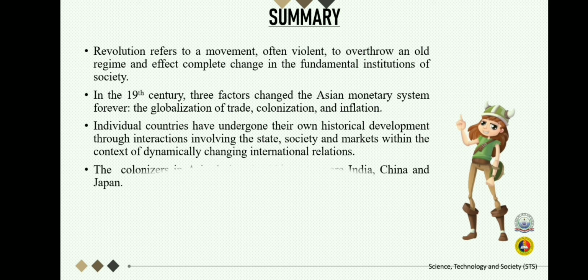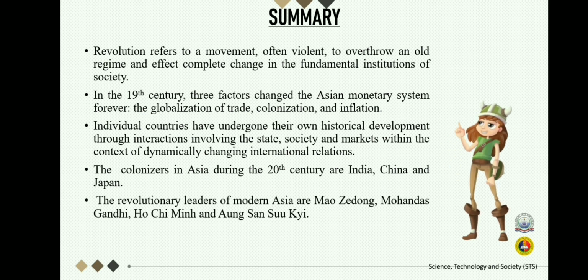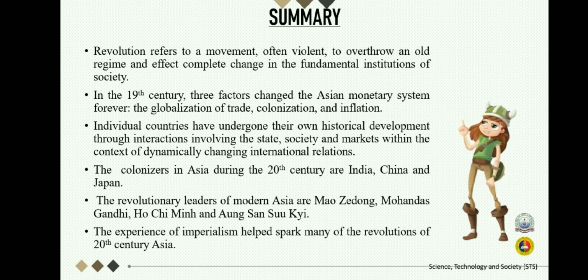The colonizers in Asia during the 20th century are India, China, and Japan. The revolutionary leaders of modern Asia are Mao Zedong, Mohandas Gandhi, Ho Chi Minh, and Aung San Suu Kyi. The experience of imperialism helped spark many of the revolutions of 20th century Asia.